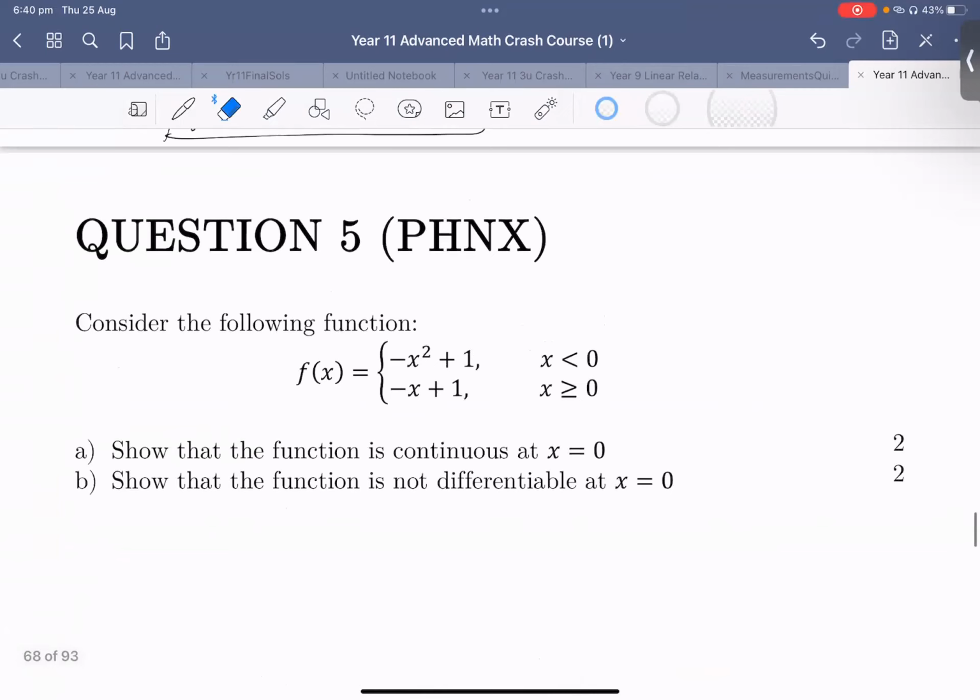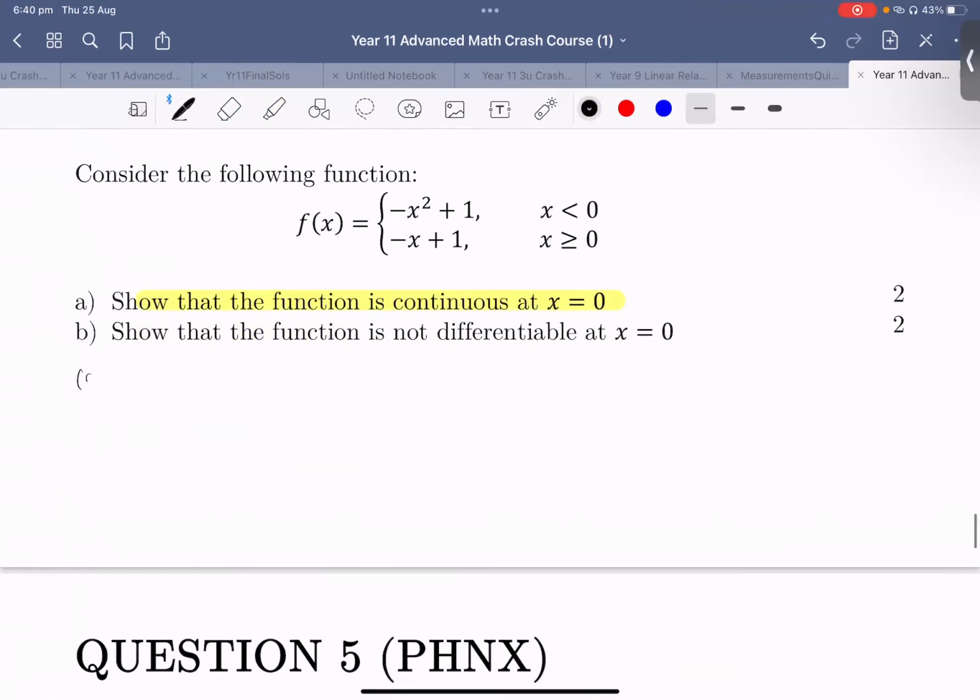So this is a question of continuity, and it's from a Phoenix paper. So let's consider this function. We want to show first that the function is continuous at x is equal to 0. How do we do that? Remember the continuity formula. The limit as x tends to 0 from the right of f(x) is equal to the limit as x tends to 0 from the left of f(x), which is equal to f(0).